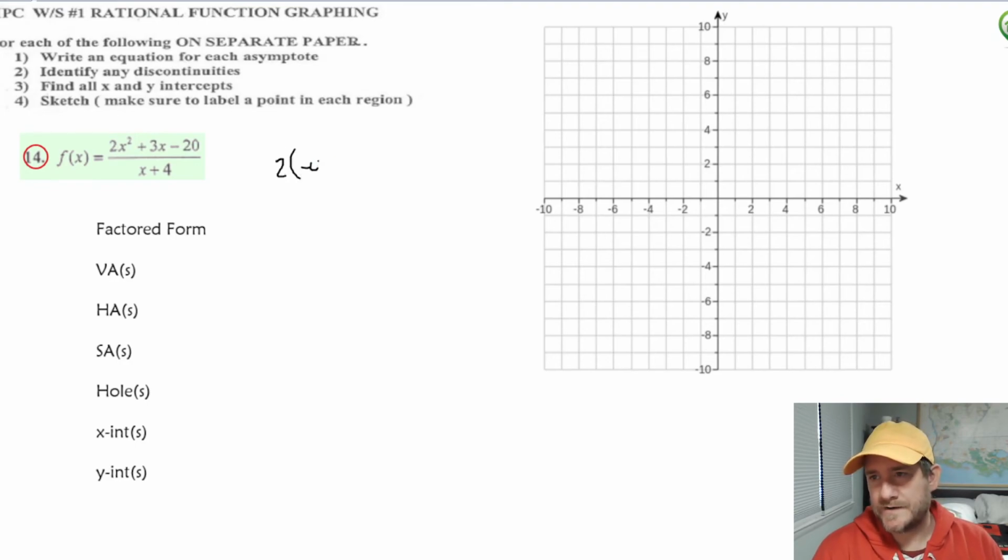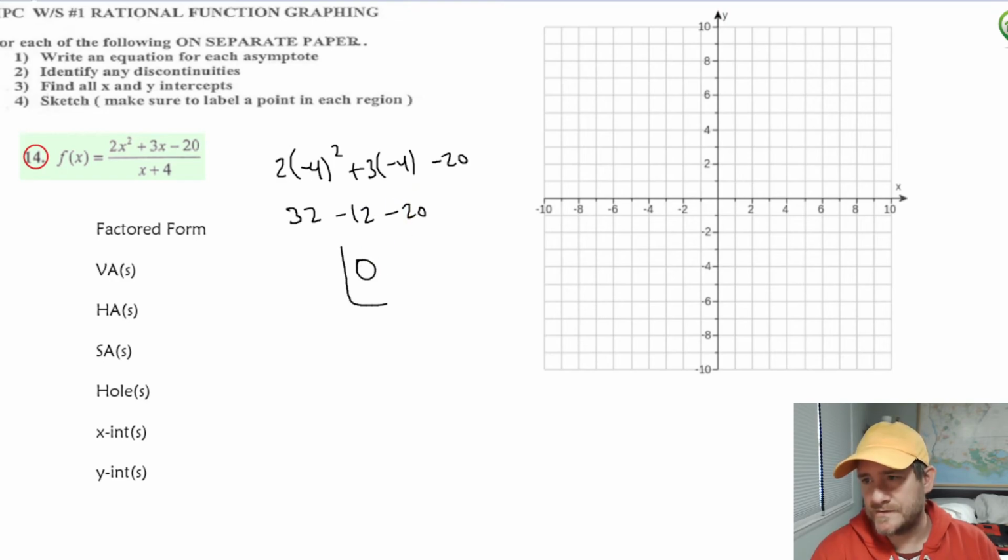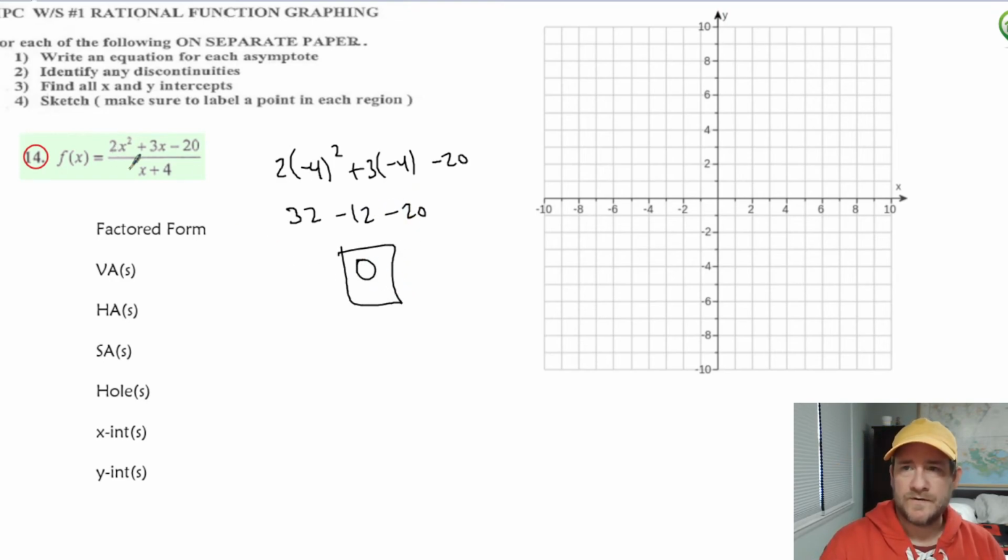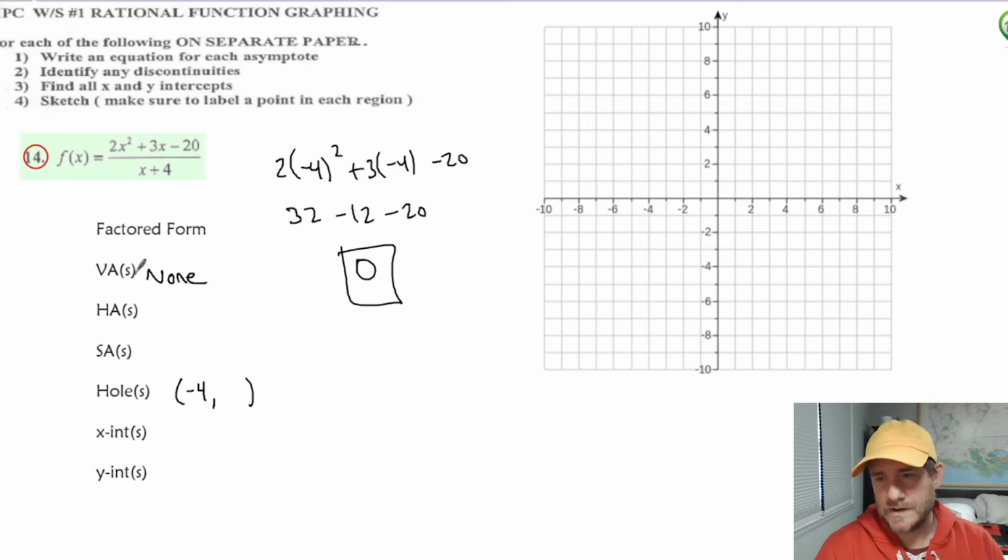2 times -4 squared plus 3 times -4 minus 20 is what? 16, 32, take away 12, take away 20. Ooh, that is 0. So guess what we just learned? We just learned that x plus 4 is a factor here, and it will cancel. And this guy's going to have a hole at -4. And it's not going to have any vertical asymptotes. So this graph just got a little more interesting.